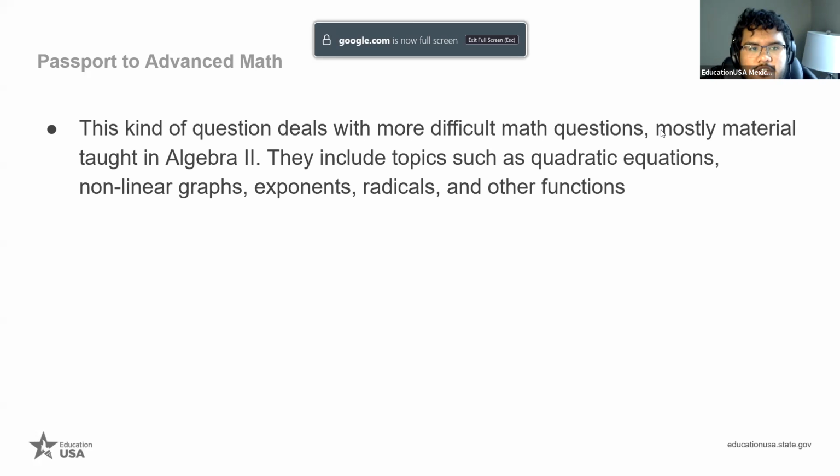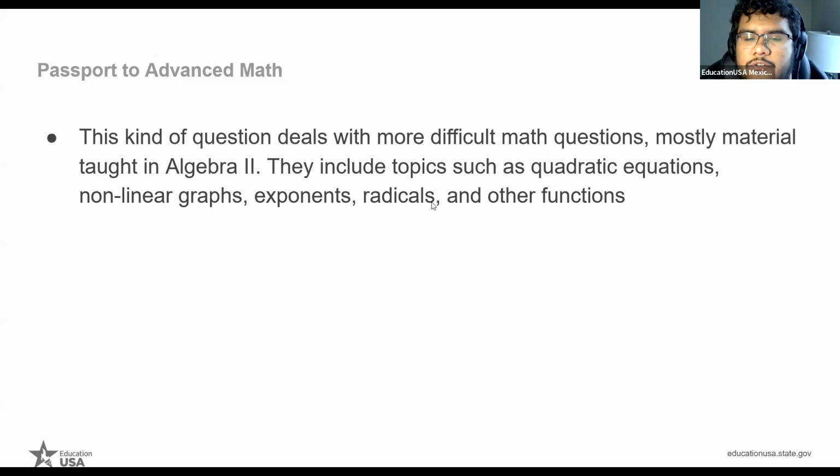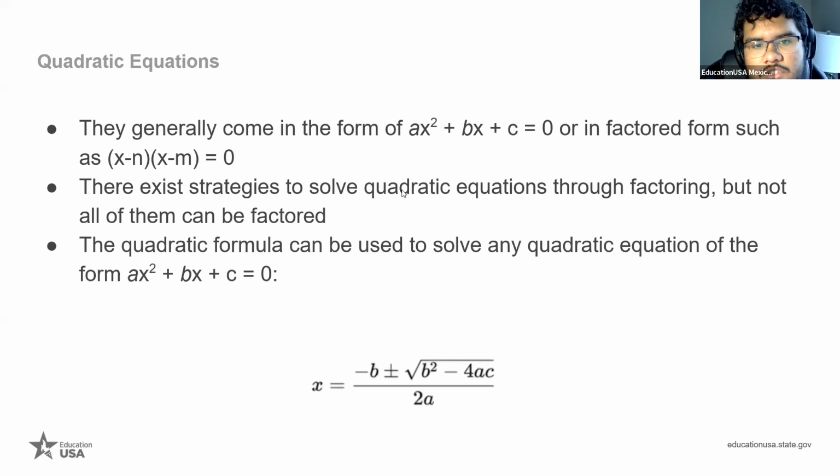Now, this next section here is the passport to advanced math. This category of question deals with the more difficult math questions, which is mostly material that's taught in Algebra 2. These include topics such as quadratic equations, nonlinear graphs, exponents, radicals, and other functions. So we'll get into this a little here. This one's not so much a problem, but an explanation of quadratic equations because you'll probably run into these on the SAT.